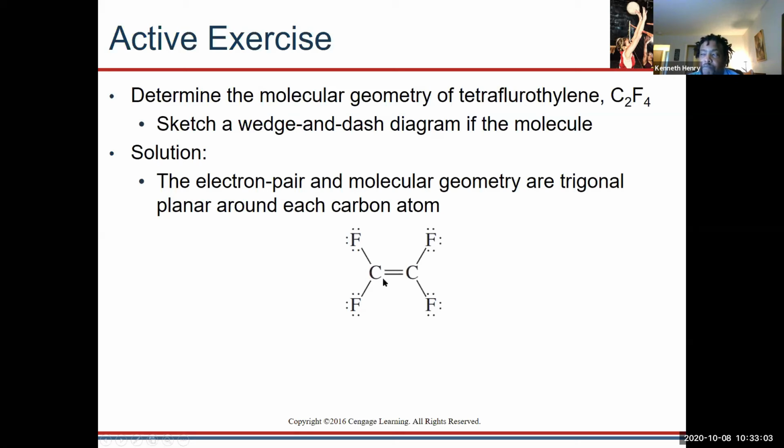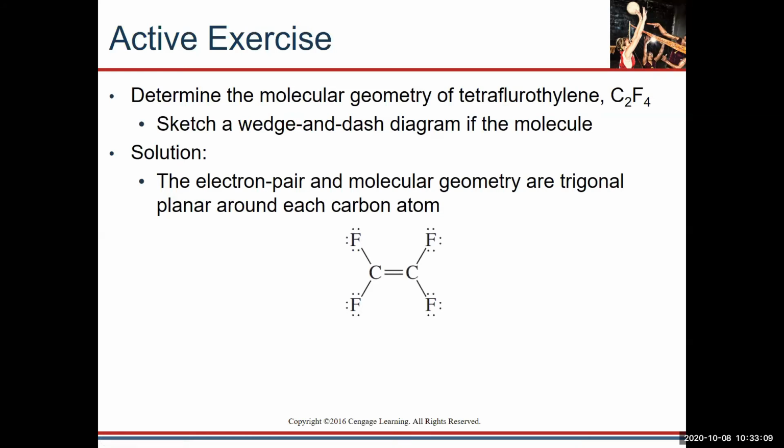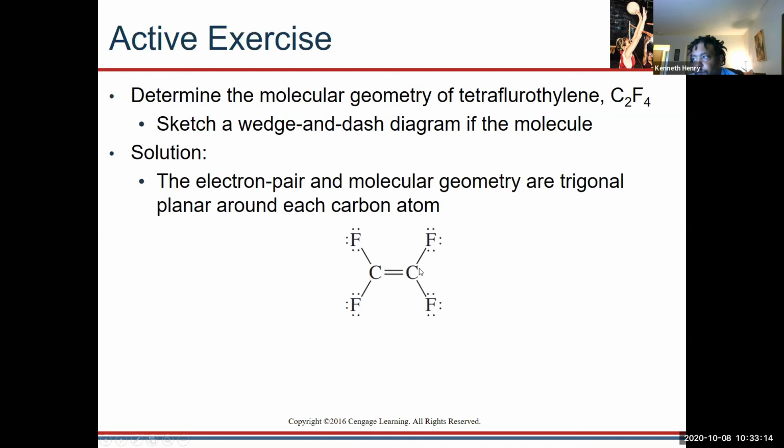So in that case, what's going to happen? If we're looking just at that C, it's going to be trigonal planar. And if we're looking at the other C, it's also going to be trigonal planar as well. Okay? But that was a good question.